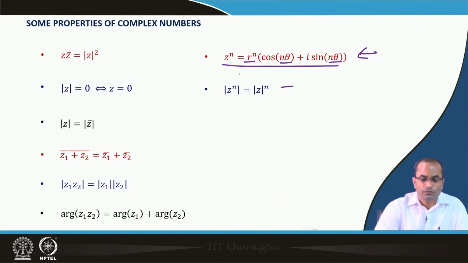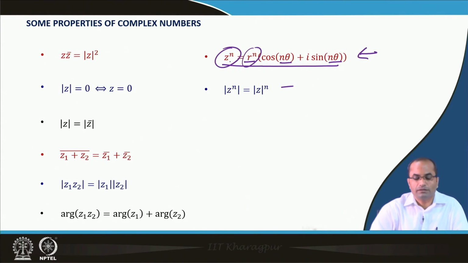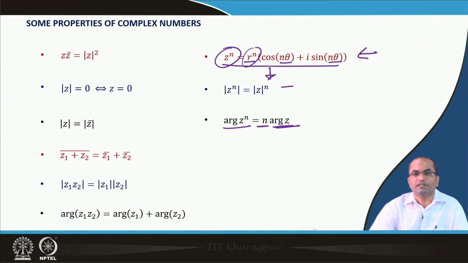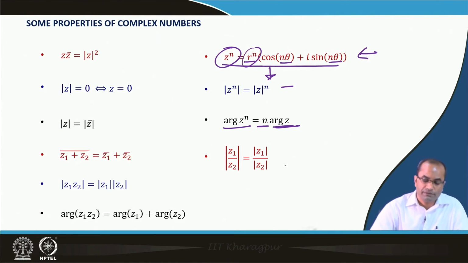And this is of course the implication of the above result, because if we take the modulus of this, the modulus is nothing but r power n, and r is the modulus of z. So this is just coming from the above identity. Or similarly, if we want the argument of z power n, we have n theta, and theta is the argument of z. So this is also directly coming from this identity. If we talk about z1 divided by z2, the argument of z1 divided by z2 will be appearing here.